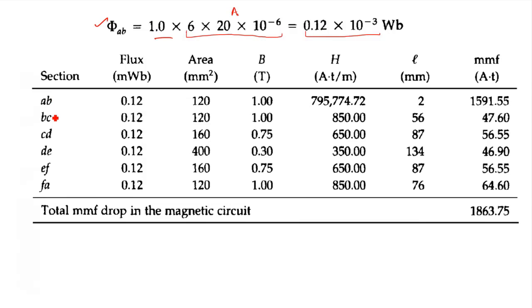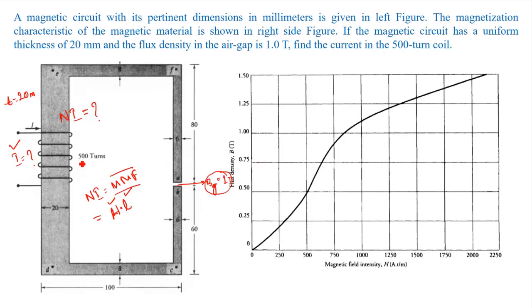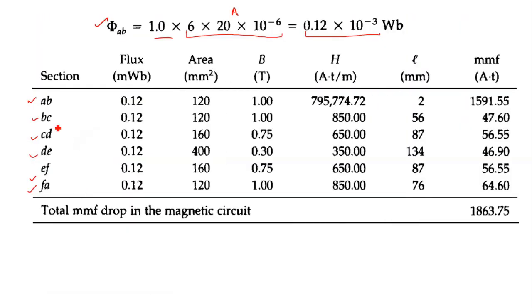We can see here we have different sections. We identified there are many sections: AB, BC, CD, DE, EF, and FA. We can see in this diagram we have many sections, right? We need to find the H for these sections. So we know the flux for all the sections will be the same, that is 0.12 milliweber.